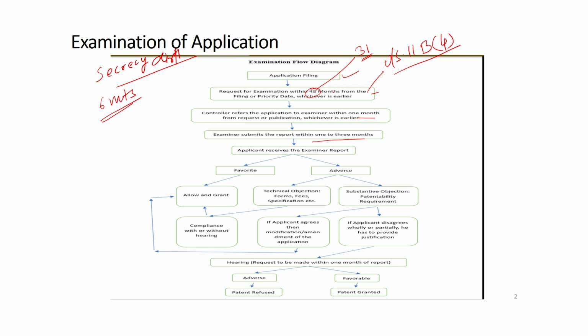So, a request for examination is made, the controller refers the request to the examiner within 1 month from the request, and the examiner gives his report within 1 to 3 months. Now, what all is there in the report?